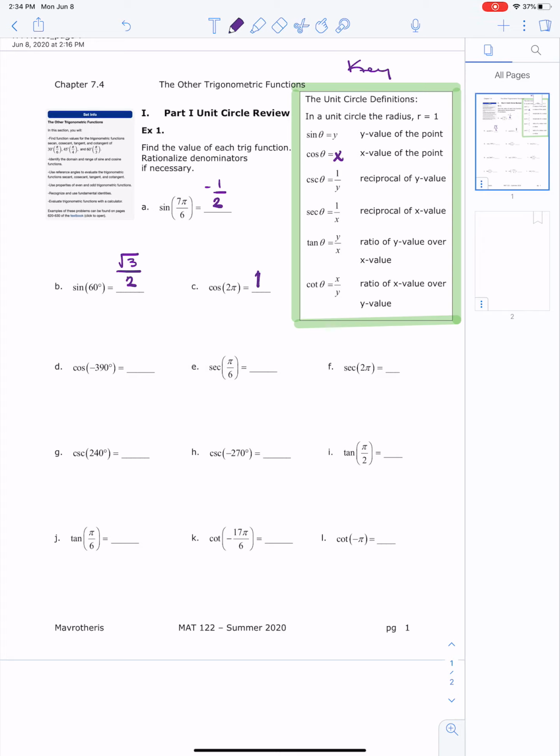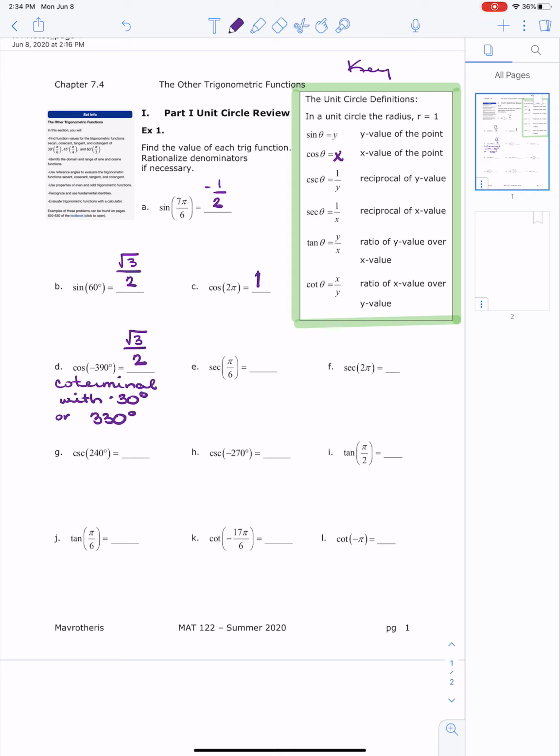D, cosine negative 390, so that's more than 360 degrees. This is going to be coterminal with negative 30 degrees. Or if we go all the way to the positive, we get positive 330 degrees. That is in the fourth quadrant, and the cosine of 330 degrees is square root of 3 over 2.